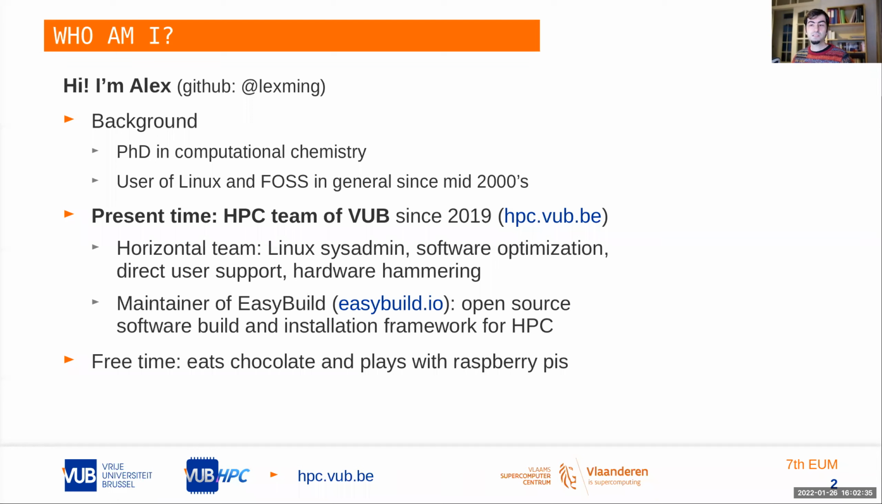So I'm Alex, and I work at the HPC team of VUB. Our team is a horizontal team with few people, so everybody does a little bit of everything. So my tasks consist in the common Linux sysadmin job in the university cluster. I also carry out software optimizations for the researchers of the university, as well as direct user support or hardware maintenance when needed. I'm also a maintainer of EasyBuild, which I guess that you all know very well, since we are already in day 3 of this EasyBuild user meeting.